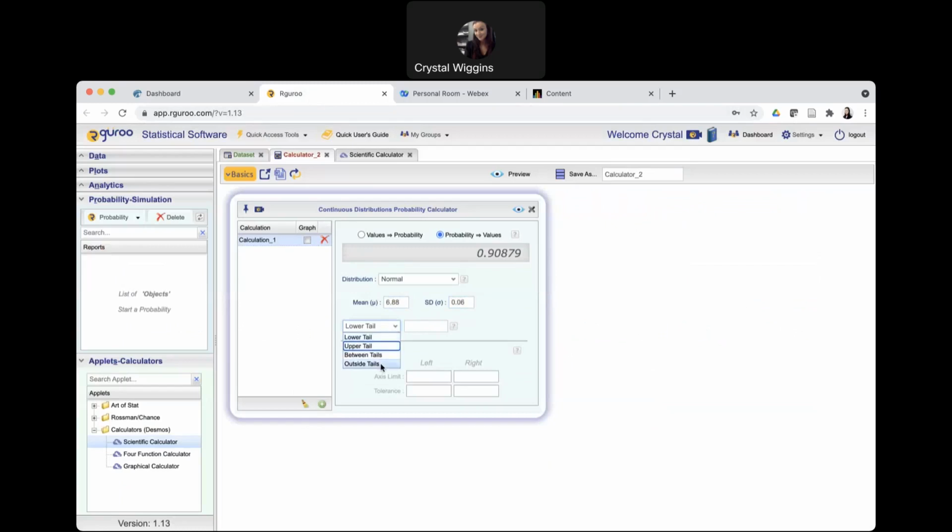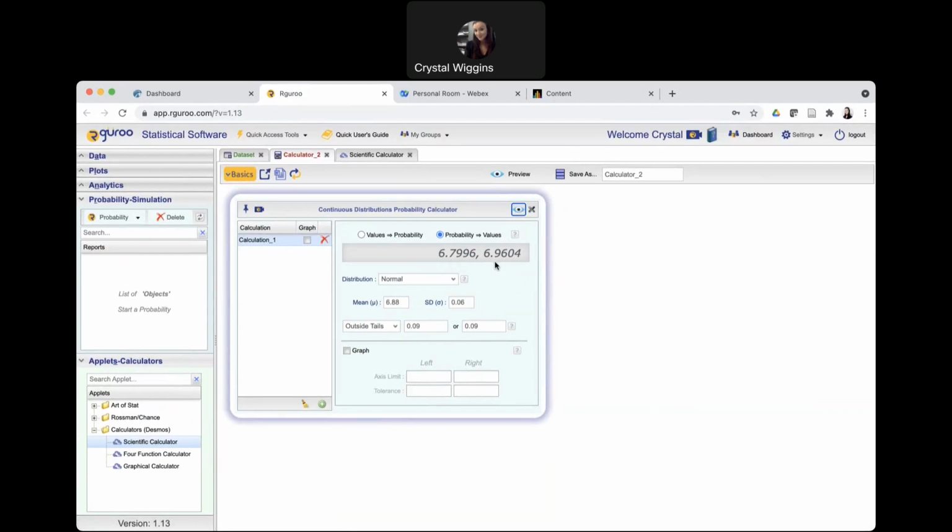So that means I am given the area in the outside tails. So I select outside and I am going to type in 9% in the bottom. Notice that 9% needs to be translated into a decimal because all areas are between 0 and 1, and 9% in the top. And when I hit my eyeball, it tells me that that would be a weight of 6.8.